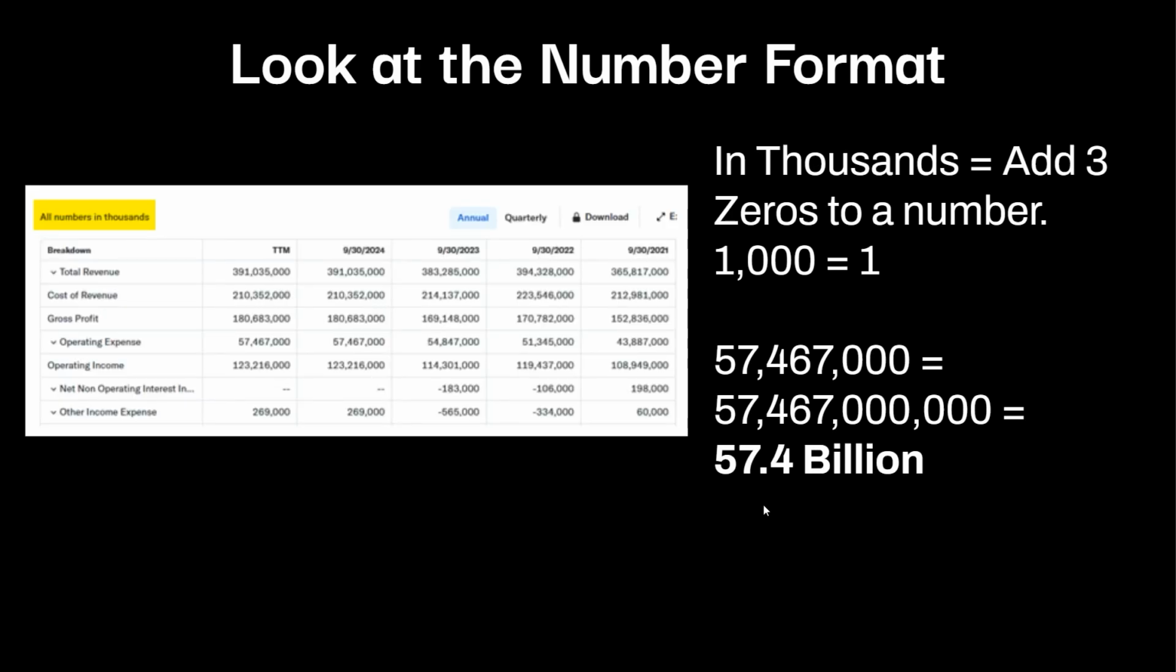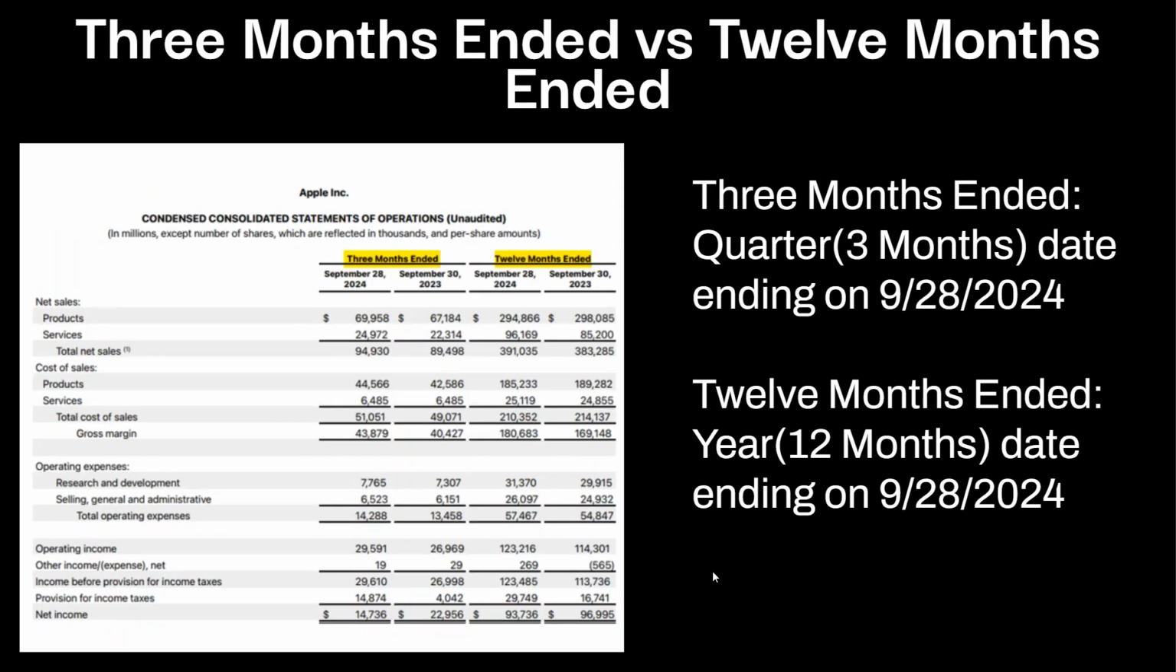And you can see over here in Yahoo Finance, it says all numbers in thousands. So what that means is all you have to do is add 3 extra zeros. So 1,000 equals 1 in this case, right? And again, same exact number, it's just a different representation of it.